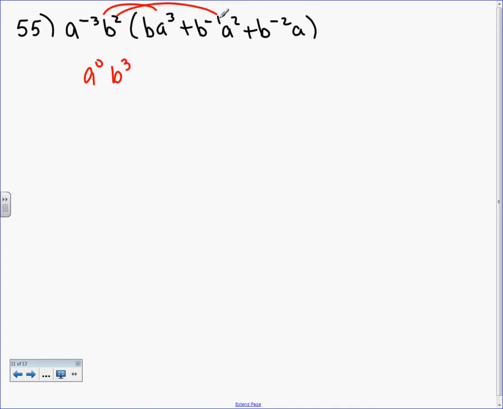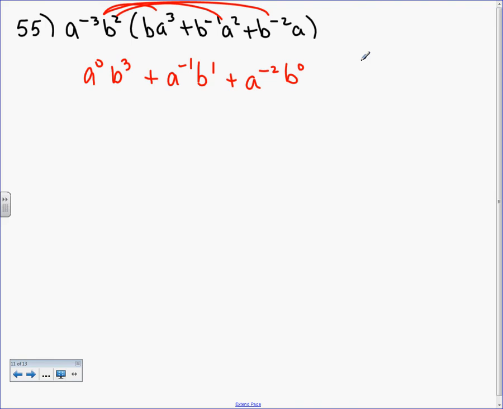Okay. What sign am I going to have? That's a positive times a positive, so a positive. A to the negative 1, b to the 1, because 2 plus negative 1 is 1, right? What sign does this one get? Positive. A to the negative 2, b to the 0. Is that okay? So I don't simplify as I go. I write down, I do all one step at the same time.